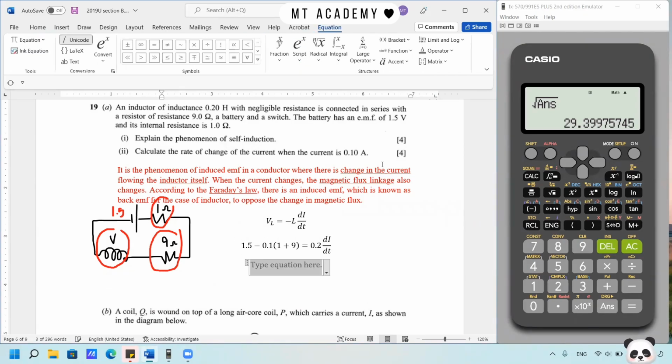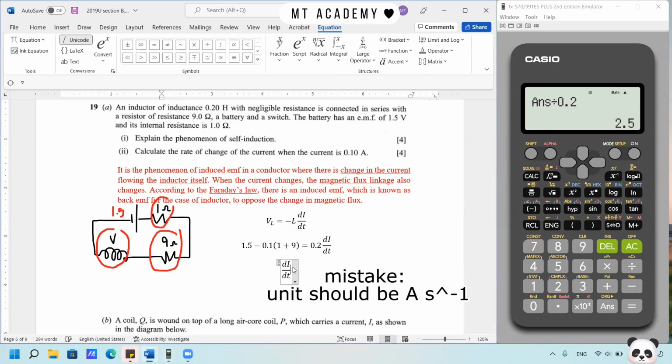So what we do is just solve these equations. So 1.5 minus, so this would be equal to 1, divided by 0.2. And you have the rate of change of current as 2.5 ampere.